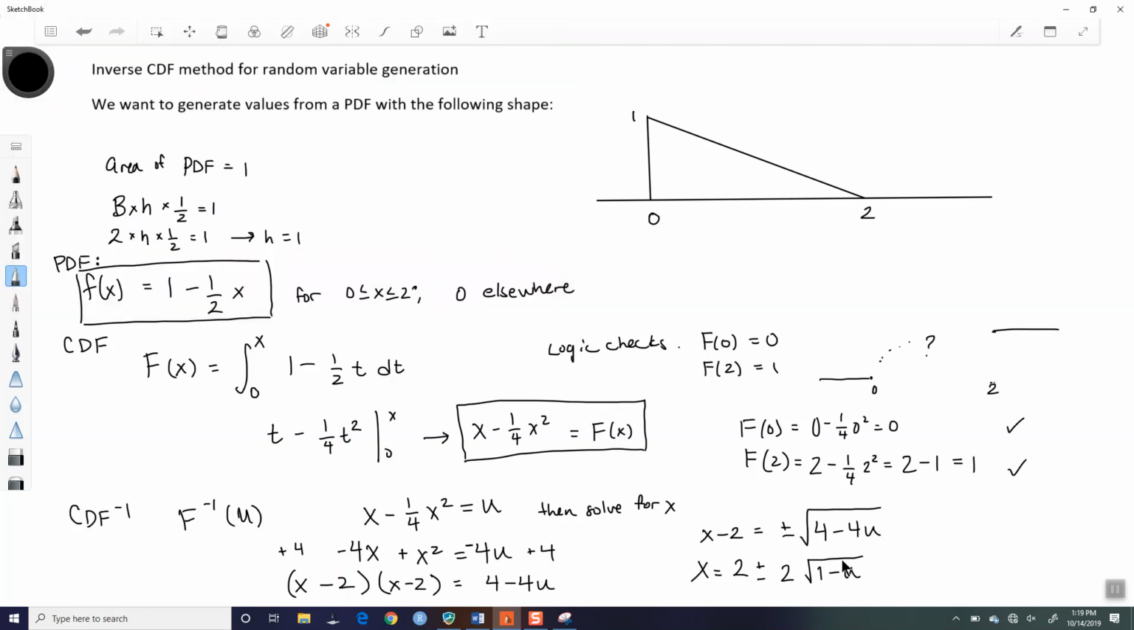So, all right, is everybody so far so good? Okay, so I've got x is equal to 2 plus or minus 2 times the square root of 1 minus u. Okay, all right, and so this is what we have, right? We've got this, okay? This is our PDF.